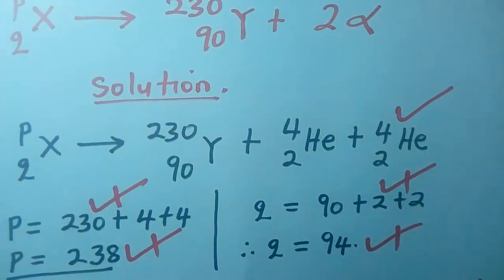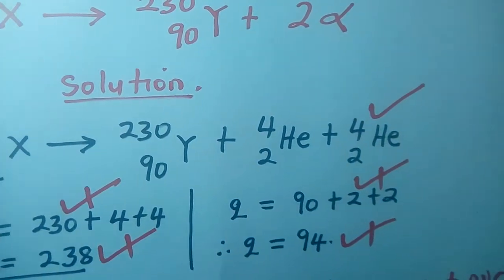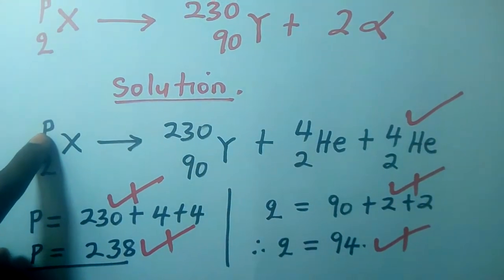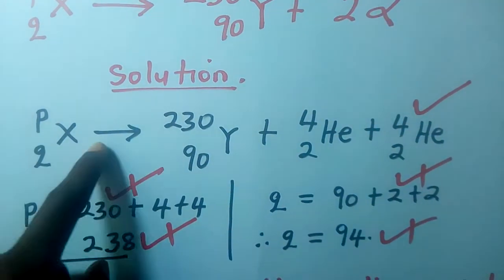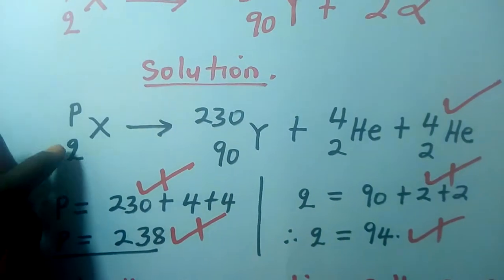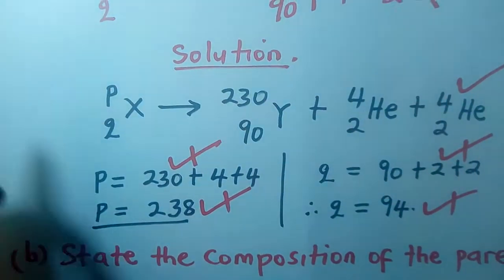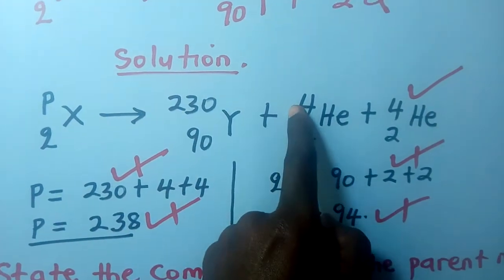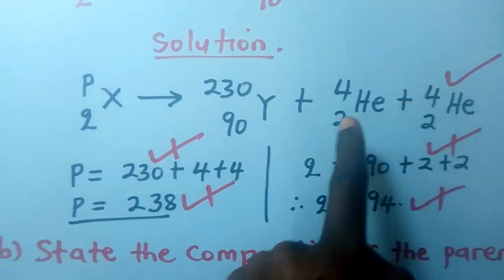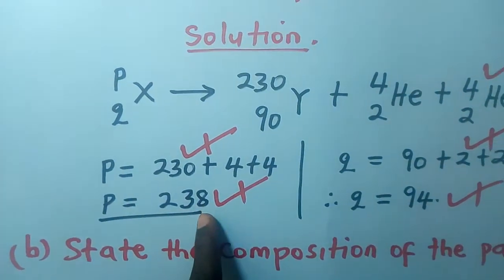Then from there, you now balance. How do you balance? The unknown is P. The only unknown on this side, as far as the mass number is concerned, is P. You are supposed to balance. All the mass numbers on this side of the arrow must be equal to all the mass numbers on this side. You do that for mass number and atomic number. Let's start with the mass number. We have P on this side. Then this side we add 230 plus 4 plus 4. So P equals 230 plus 4 plus 4, and when you add, you get 238.